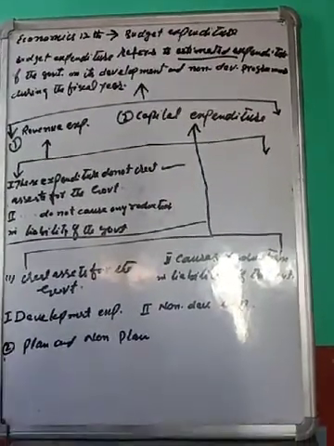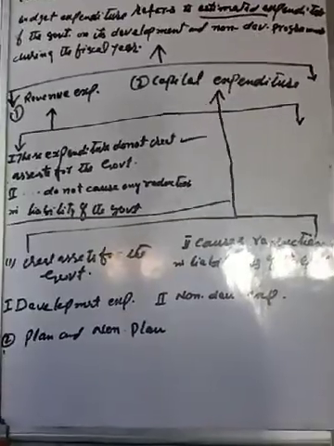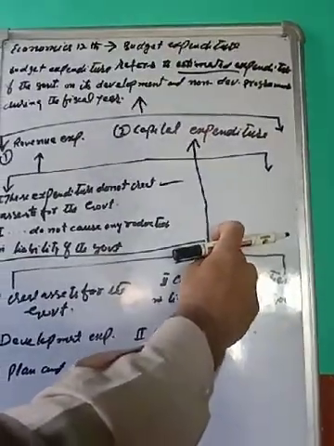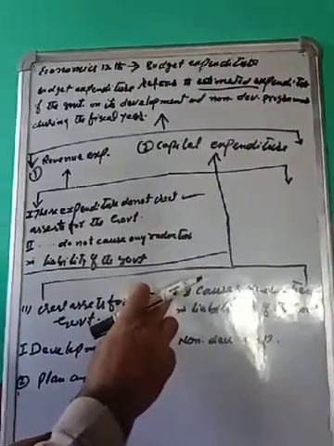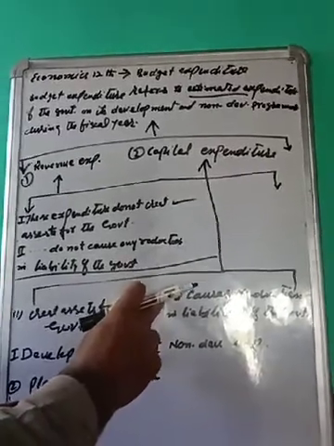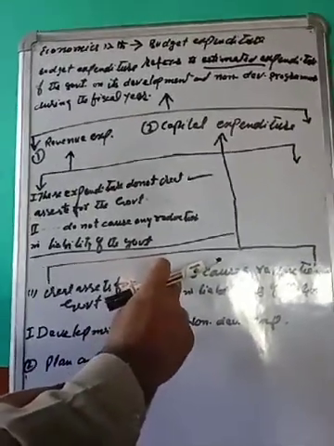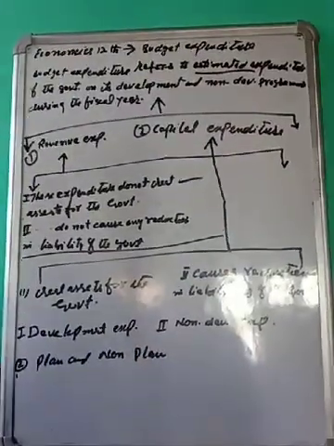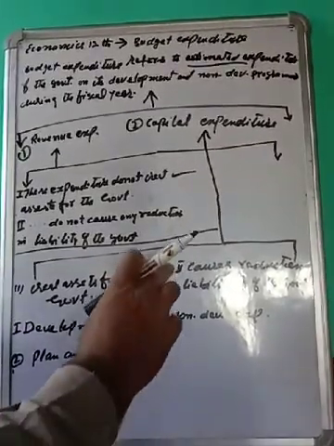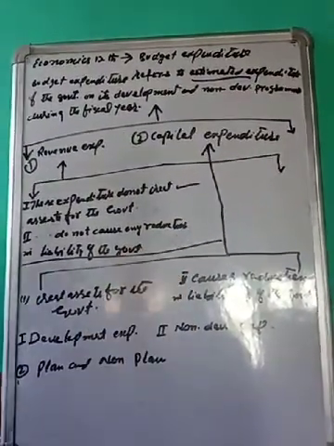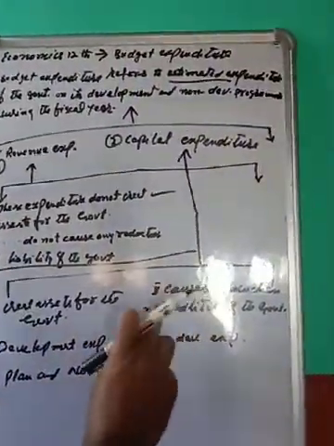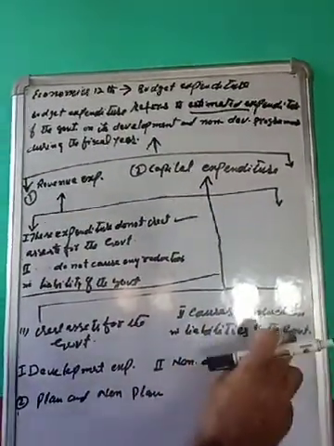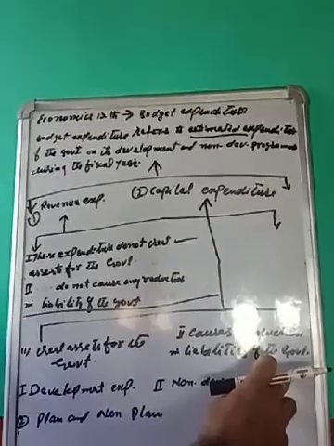And number two part of this is capital expenditure. This was revenue expenditure and this is capital expenditure. There are two main things which we must know about this. What are those? Number one, it creates assets for the government. Number two, capital expenditure causes a reduction in the liability of the government.